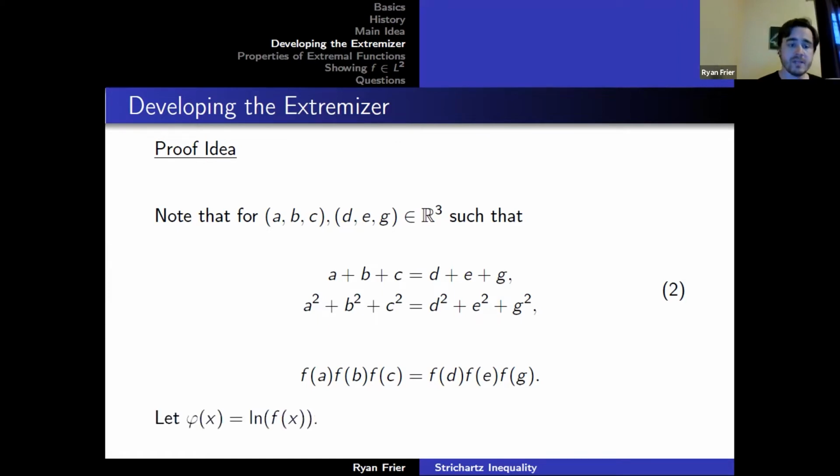We're assuming that this is a non-trivial solution, so we can assume that it's non-zero anywhere. That being said, that means we can take the natural log of this, and we're going to call it phi. Then we're going to take the expansion of this.